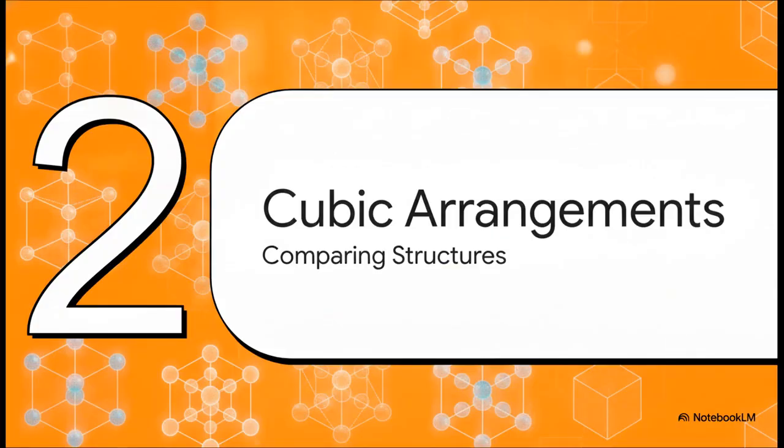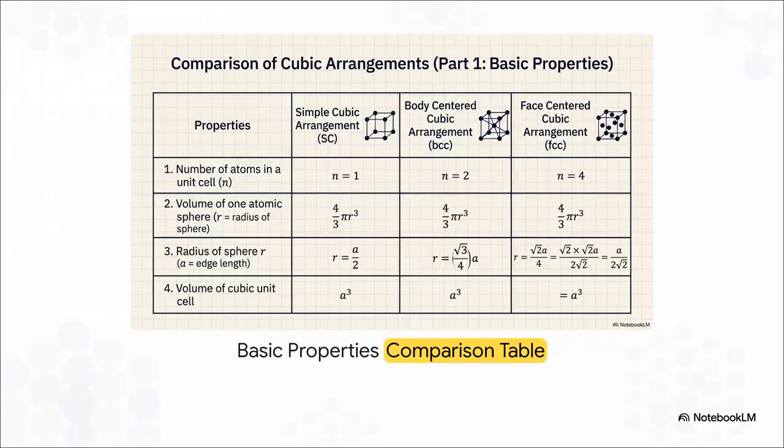Moving on to Section 2, Comparing Cubic Arrangements. Now we're going to put simple cubic, body-centered cubic, and face-centered cubic side by side to really see the differences. Comparison of cubic arrangements, Part 1. Basic properties. Row 1. Number of atoms in a unit cell, N. For simple cubic arrangement, SC, N equals 1. For body-centered cubic arrangement, BCC, N equals 2. For face-centered cubic arrangement, FCC, N equals 4.